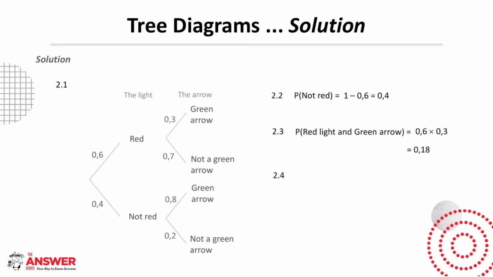And lastly, for 2.4, the probability of not getting a green arrow, there are two pathways that give us this outcome, and so we must find the product of the probabilities along each pathway and add them together. So 0.6 times 0.7 plus 0.4 times 0.2, and this gives us 0.5.